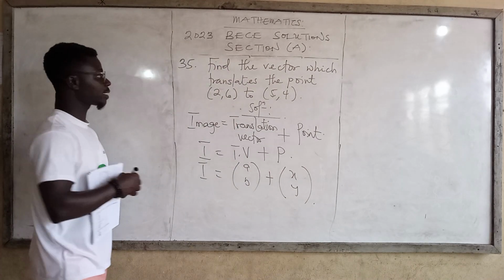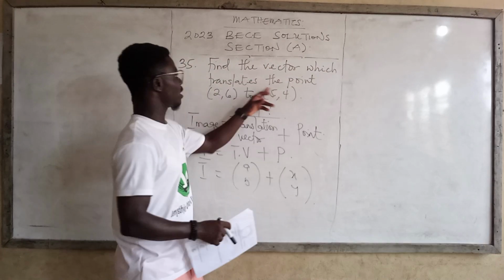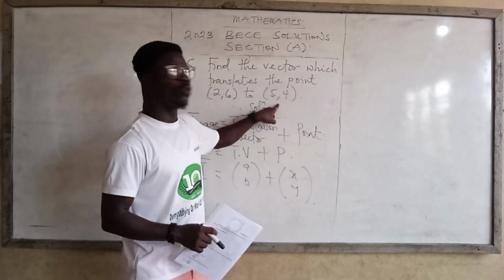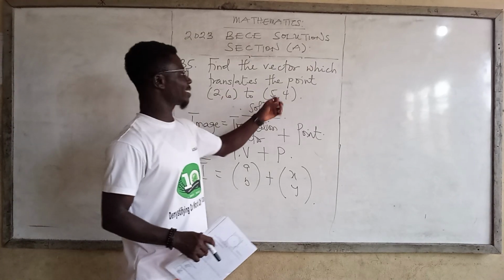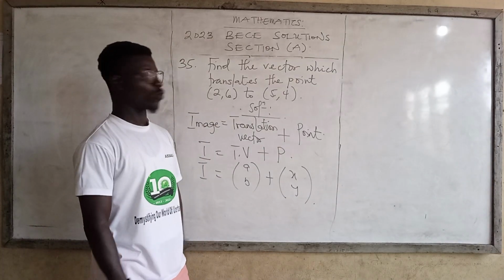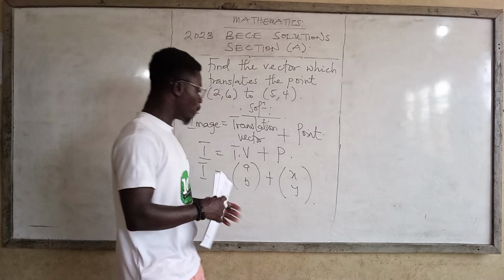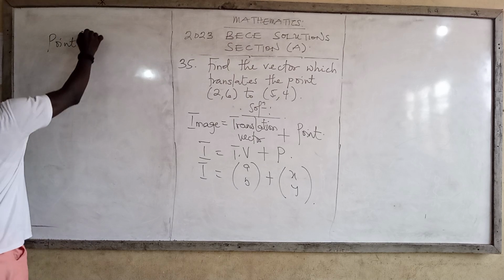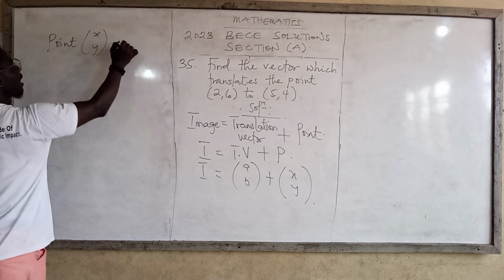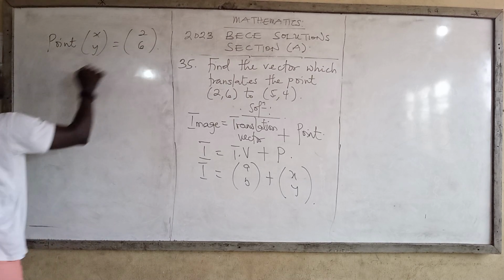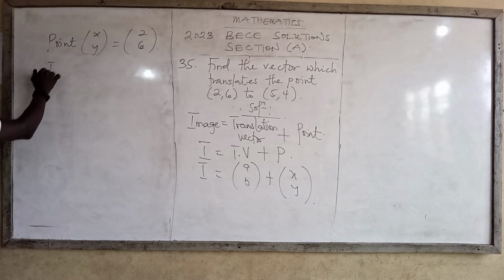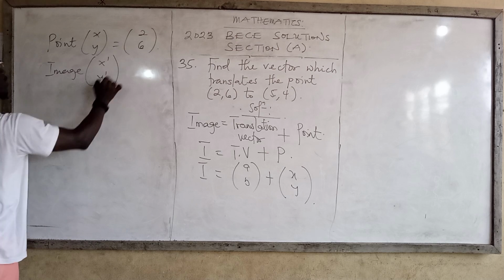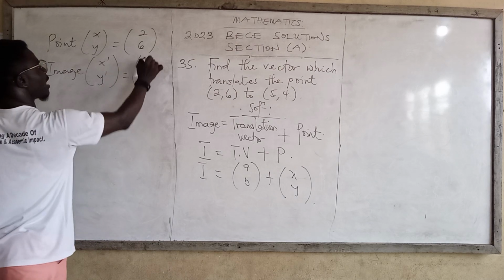Right. So now let's see. Find the vector which translates the point (2, 6) to (5, 4). So (2, 6) is the point. Without (2, 6), we can never obtain (5, 4). So this is the point or the object. So our point, which is (x, y), is giving us (2, 6). Then our image, which is let's say (x image, y image), is giving us (5, 4).